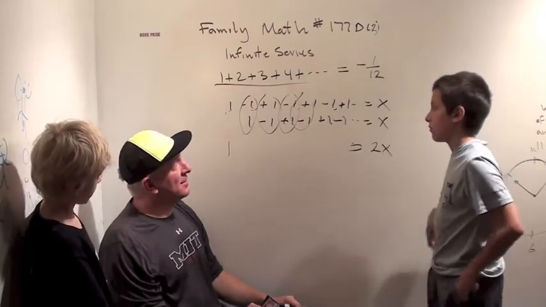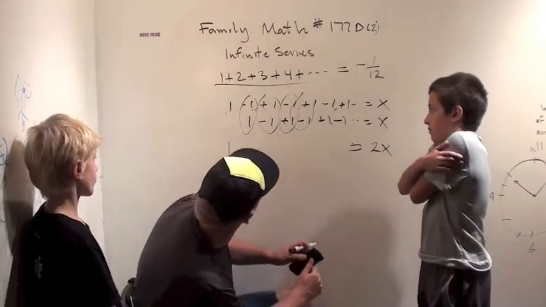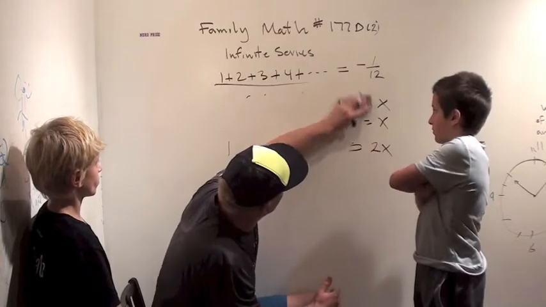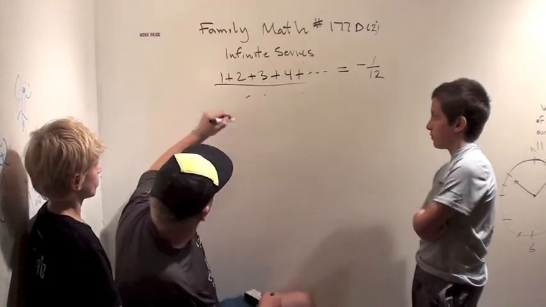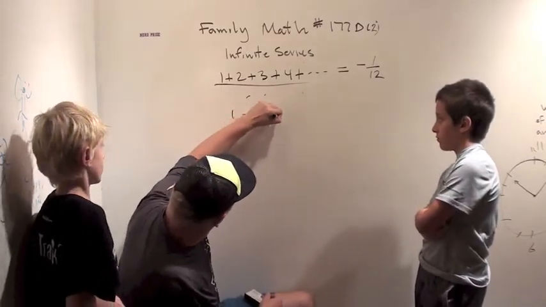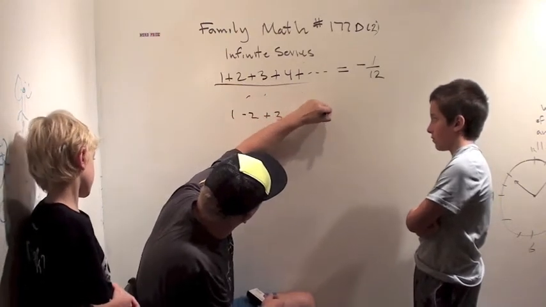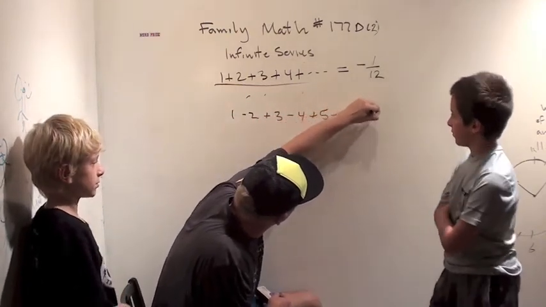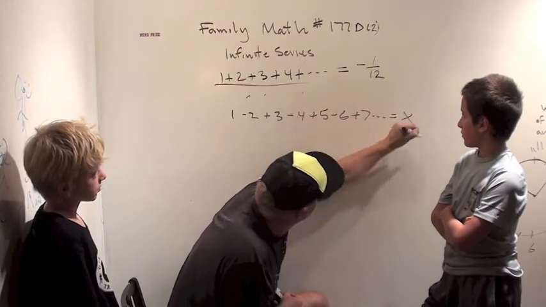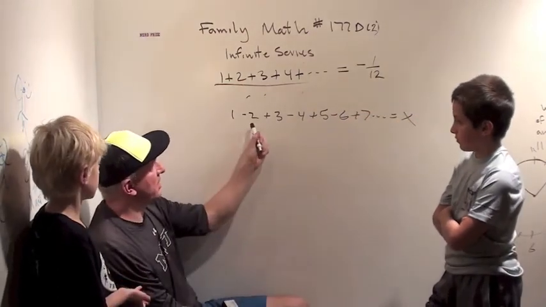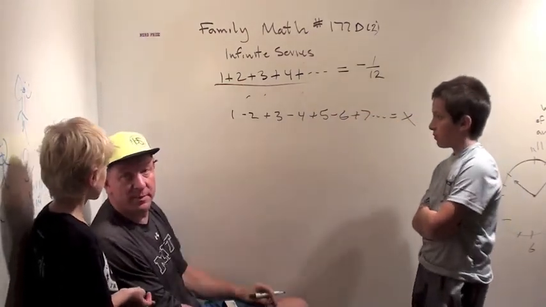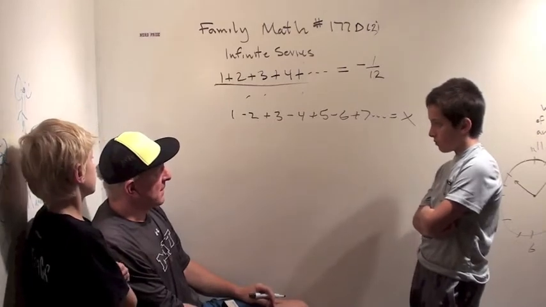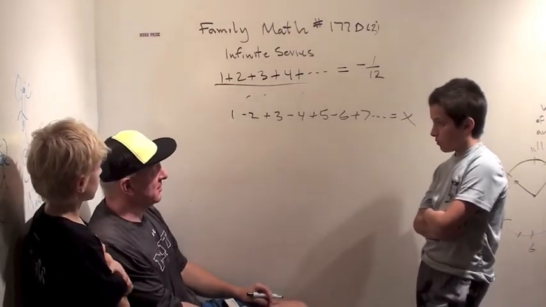Now you ready for the next series? Yep. 1 minus 2 plus 3 minus 4 plus 5 minus 6 plus 7 equals some number x. Okay, alternating positive and negative integers all the way up. Well, what do you think about this one?